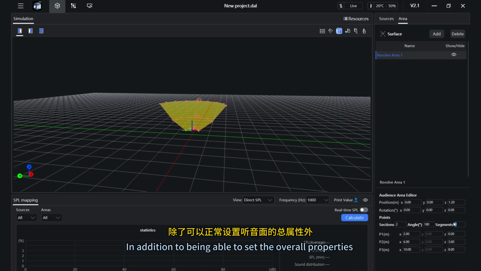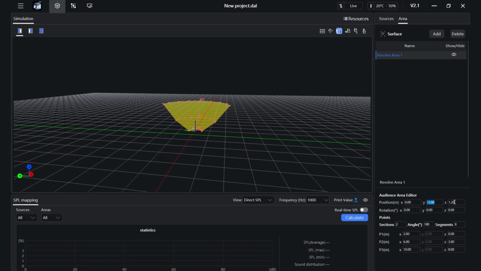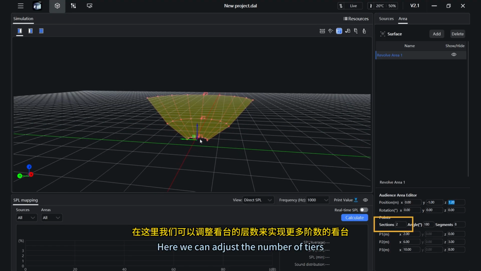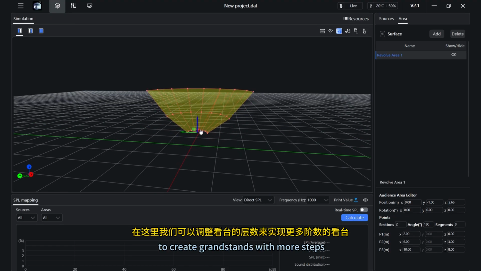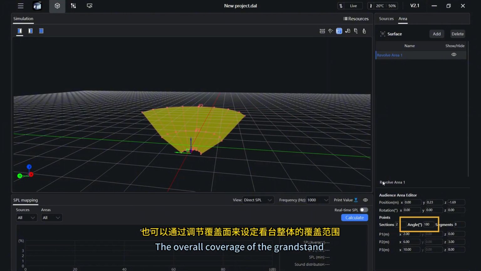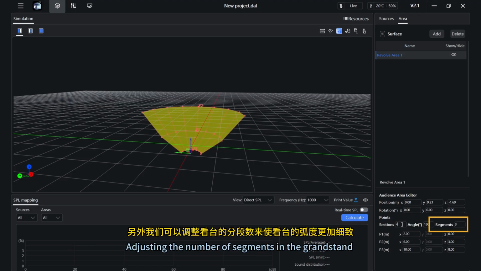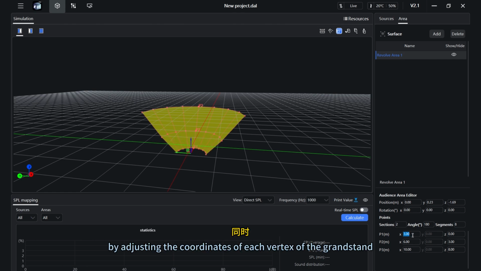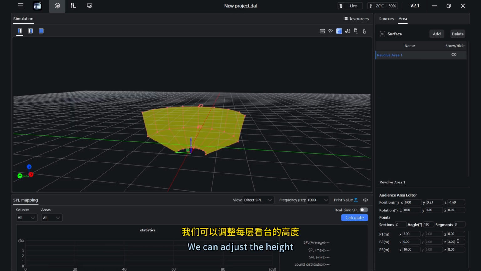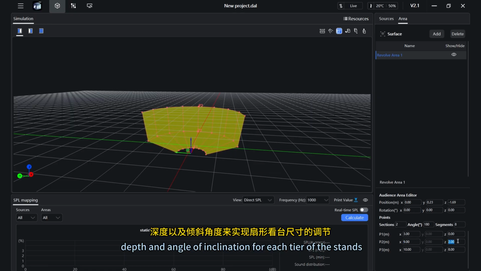In addition to being able to set the overall properties of the audience area as normal, here we can adjust the number of tiers to create grandstands with more steps. The overall coverage of the grandstand can also be set by adjusting the coverage area. Adjusting the number of segments in the grandstand allows for a more refined curvature. At the same time, by adjusting the coordinates of each vertex of the grandstand, we can adjust the height, depth, and angle of inclination for each tier of the stands.